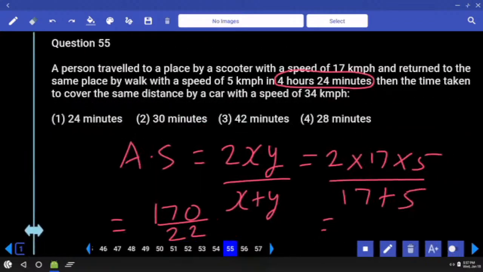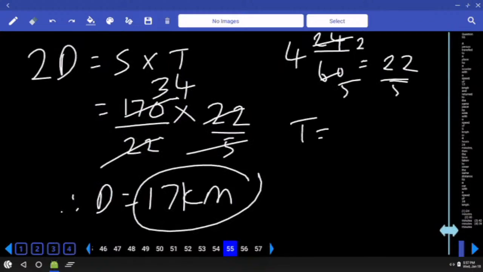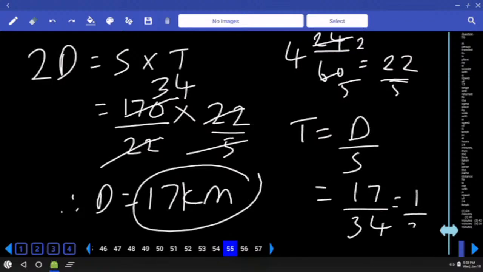Now he's saying, the question is not over. Then the time taken to cover the same distance by a car with 34 kilometers per hour. Time is what? Distance by speed. Distance is 17, speed is 34. So how much? Half an hour, right? Half an hour means how many minutes? 30 minutes is your answer. That's it.